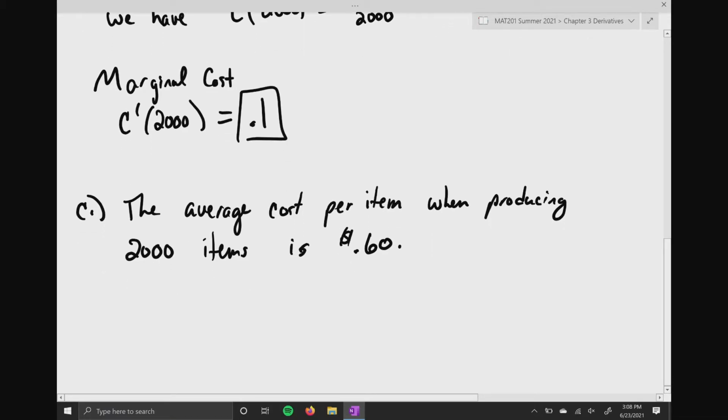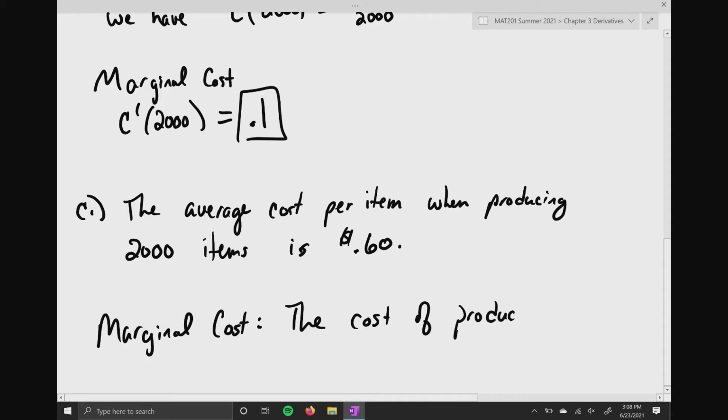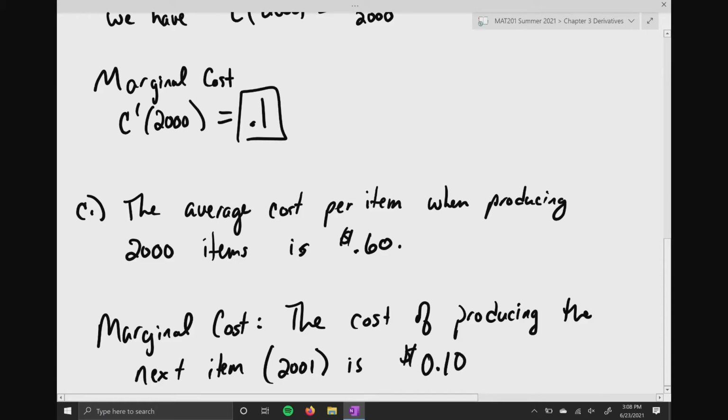For the marginal cost, this is how we interpret the marginal cost. Now, this is a little bit different. So let me first label marginal cost. For marginal cost, it's going to be defined as the cost of producing the next item, which means the 2001st item is 10 cents. Now, here's what's happening here.